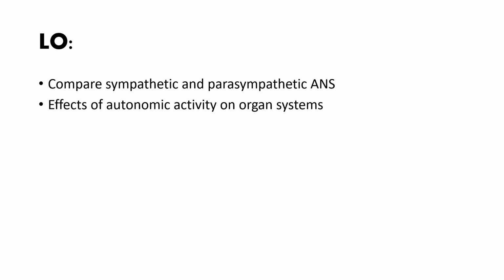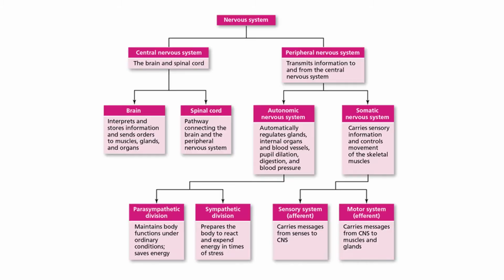Okay, so today's learning objectives include comparing and contrasting the sympathetic and parasympathetic autonomic nervous system, as well as reviewing the effects of autonomic activity on different organ systems.